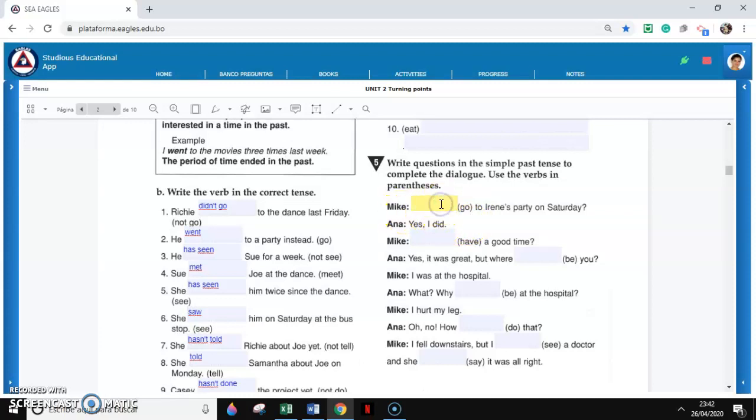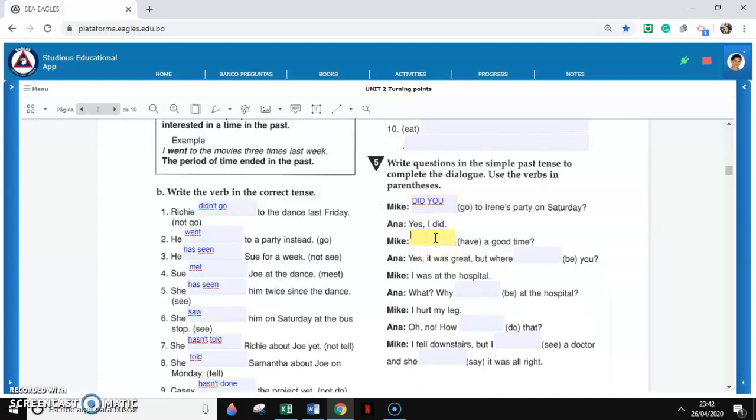Mike went to Irene's party on Saturday. Oh, do we have to complete the question? Sorry. So did. Yes. Did you go to Irene's party on Saturday? Yes, I did. Did you have a good time?